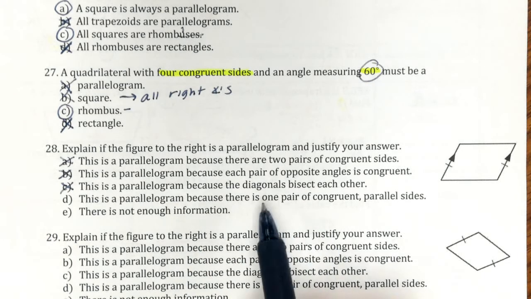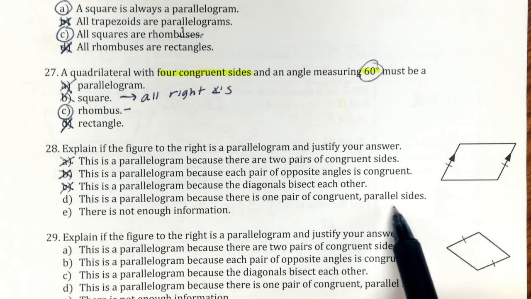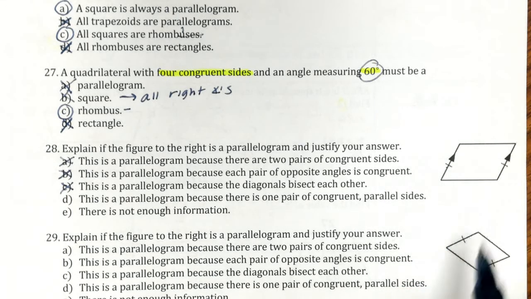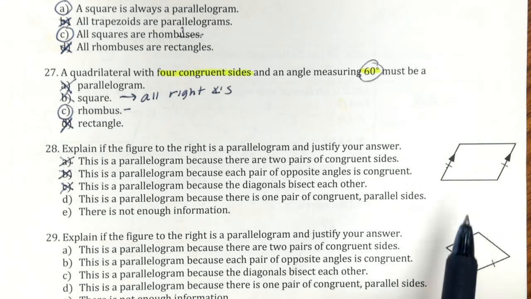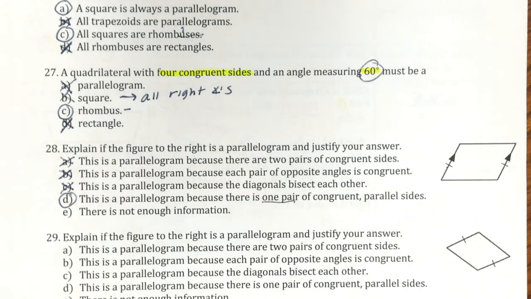It's a parallelogram because it has one pair of congruent parallel sides. So if you look here, we have congruent and parallel. So they are both parallel and congruent, and it only says one pair. So this is our correct answer. Okay?